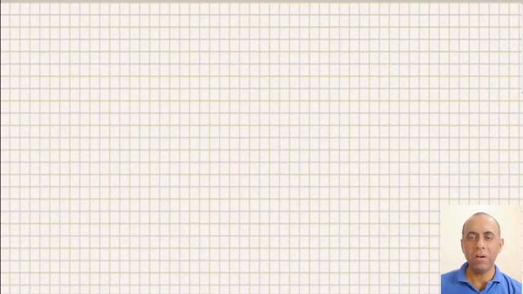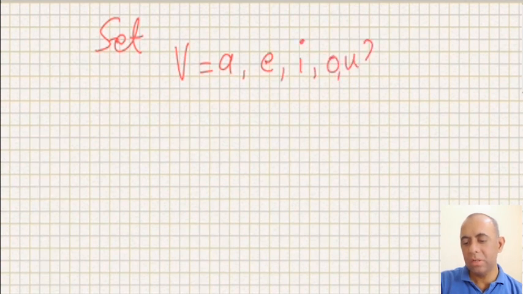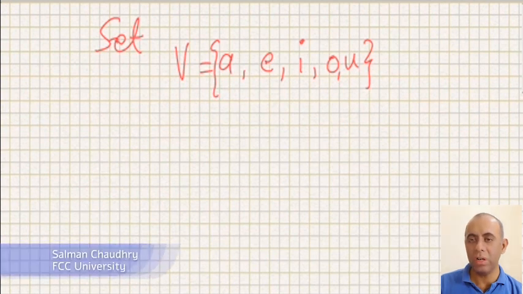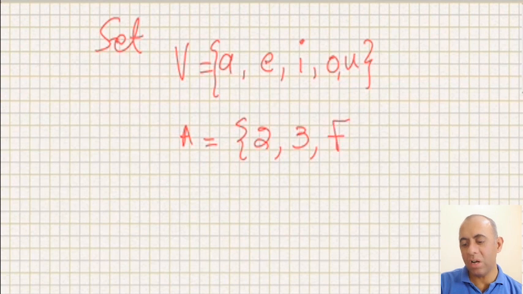Sets are a way of mathematically representing a number of elements. For example, we have a set V equal to A, E, I, O, U. This is just the set of all the vowels in the English language, and they don't need to be related to each other. These are independent elements inside a set. For example, you can say that there is another set, A, which contains a number 2, a number 3, a name Fred, etc.